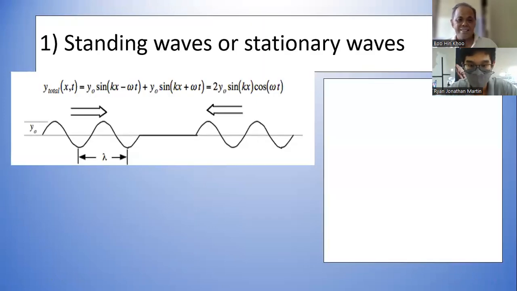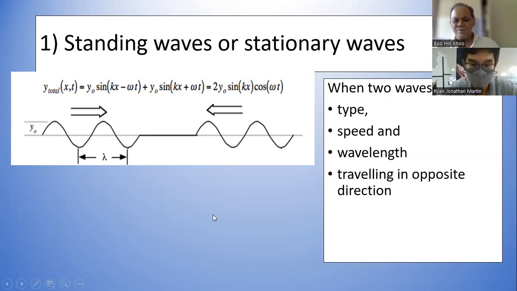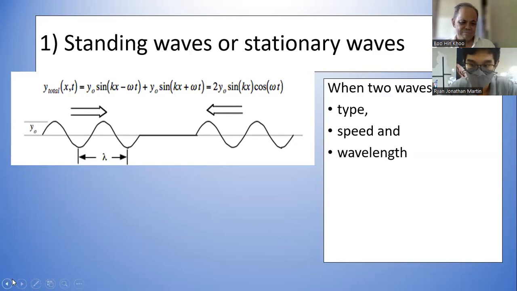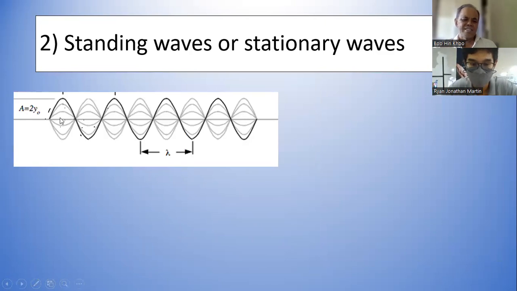Okay, let's start with 8.1. Standing wave or stationary wave. When two waves, they must be all the same type, same speed, same wavelength or frequency, traveling in opposite direction. That's important. Traveling in opposite direction, that's a condition. And they cross a region, a new waveform is obtained. So that is the standing wave.